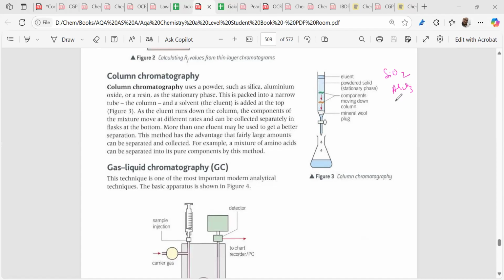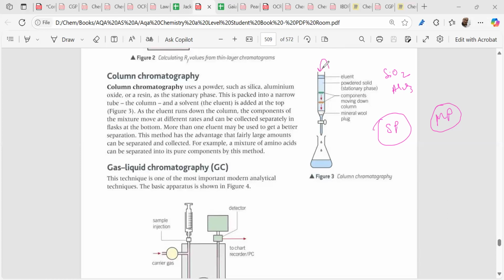So you have to understand stationary phase and mobile phase. These two we have to specify. In this column chromatography, we are trying to use a solid powder. We are taking this powder and putting it into a column.